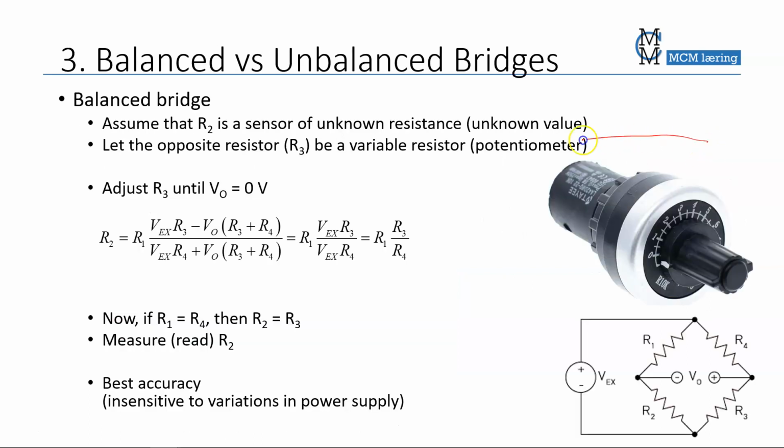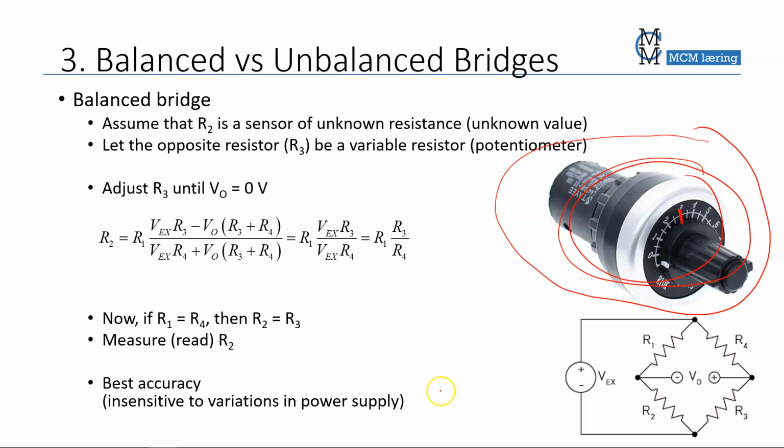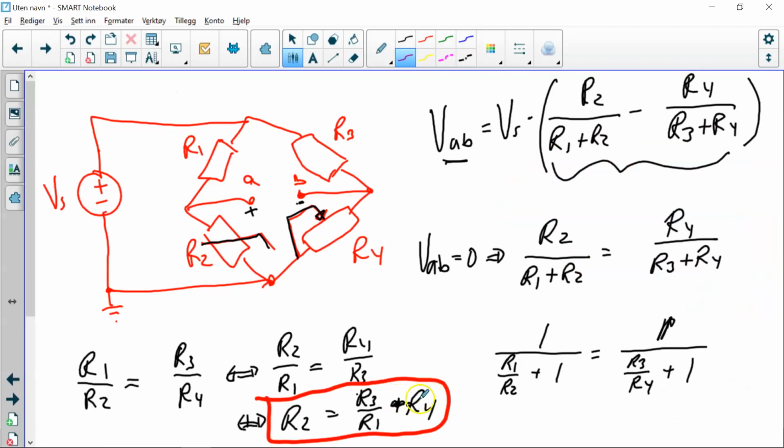So if I have a potentiometer like this one, what you see here is that you have a scale on the front side. So if I adjust this one to, for example, 3, then I know that the size of the potentiometer here is the same as my sensor. So if I adjust R4 to 3 kilo ohms, I know that's the size of R2, as long as these two are the same. So now I know the size of my unknown sensor resistor. That is a very manual way of finding an unknown resistance.